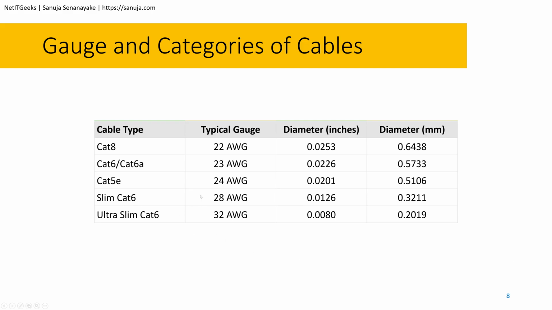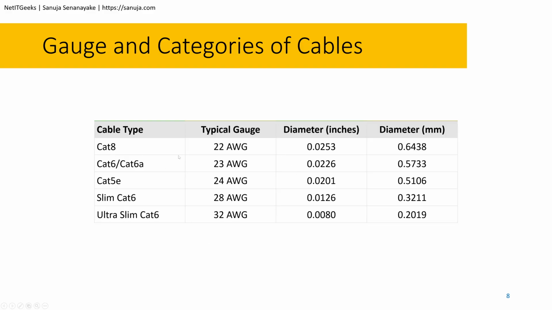Let's say we have everything wired in Cat 6 regular cable with 23 American gauge. I'm not going to use an ultra slim Cat 6 cable of 32 American gauge for the last patch cable to install a very high power drawing power over Ethernet cable, because I don't feel comfortable that's going to work properly. So that's why you need to take into account what type of cable you buy.